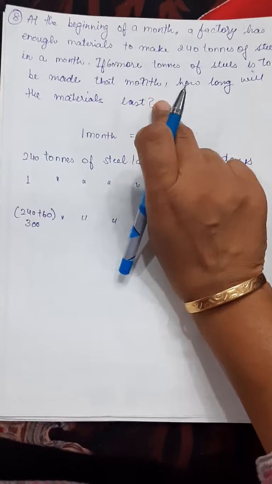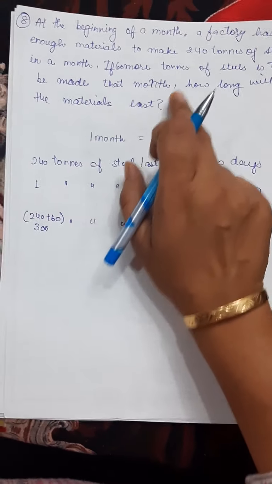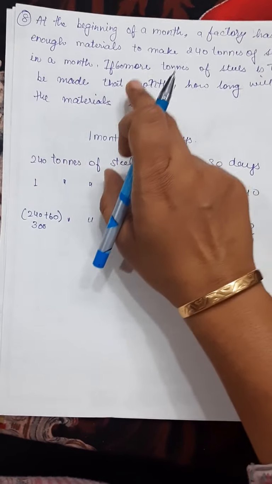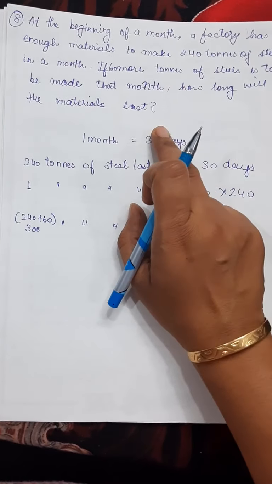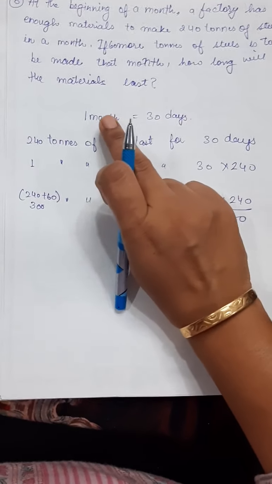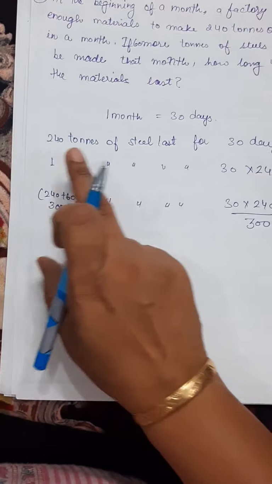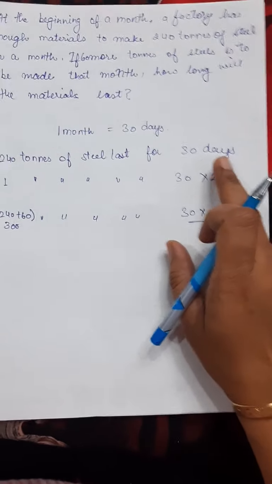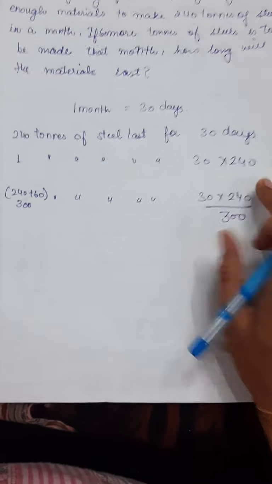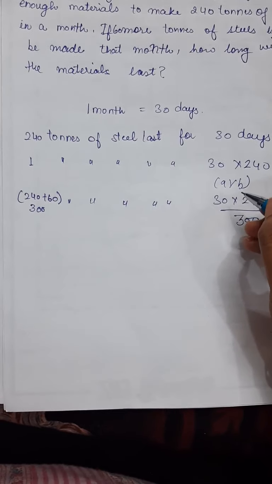So they are asking me, for how long will this material last? If it was 240 tons, it lasted for a month. If 60 more tons is to be produced, it means it will last for fewer days. Just see how we are going to proceed. In a month, how many days? 30 days. So 240 tons of steel lasted for how many days? 30 days. 1 ton, 30 into 240. A into B, that is the inverse relationship.